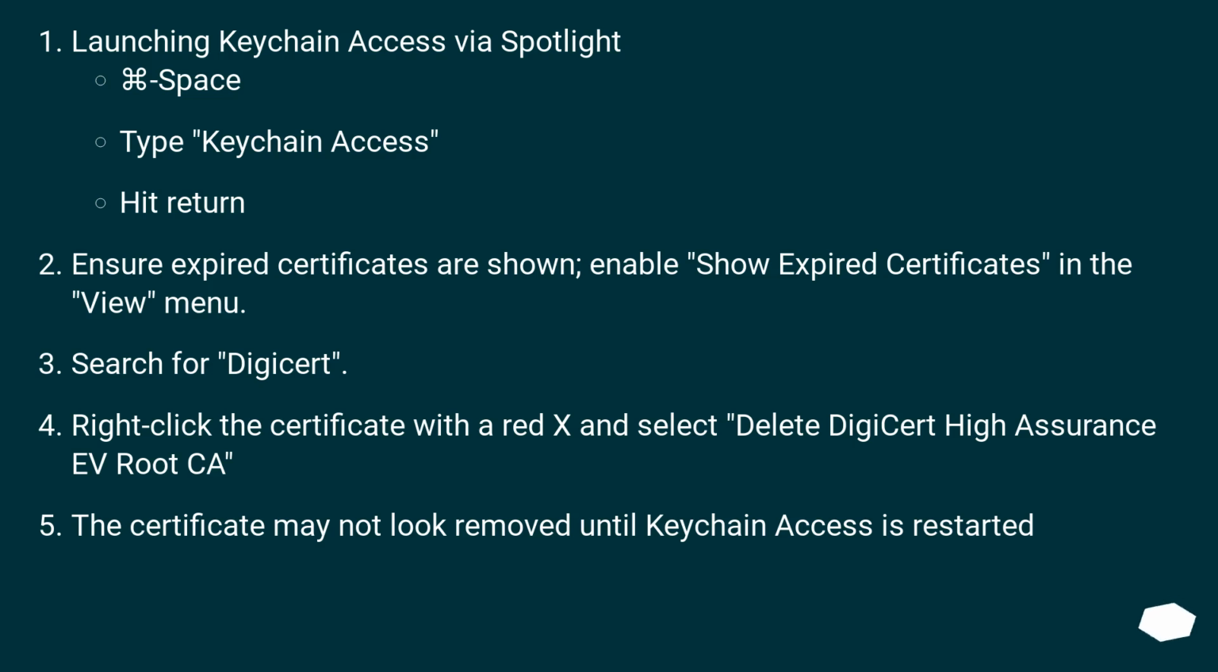Right-click the certificate with a red X and select Delete DigiCert High Assurance EV Root CA. The certificate may not look removed until Keychain Access is restarted. Restart your browsers.